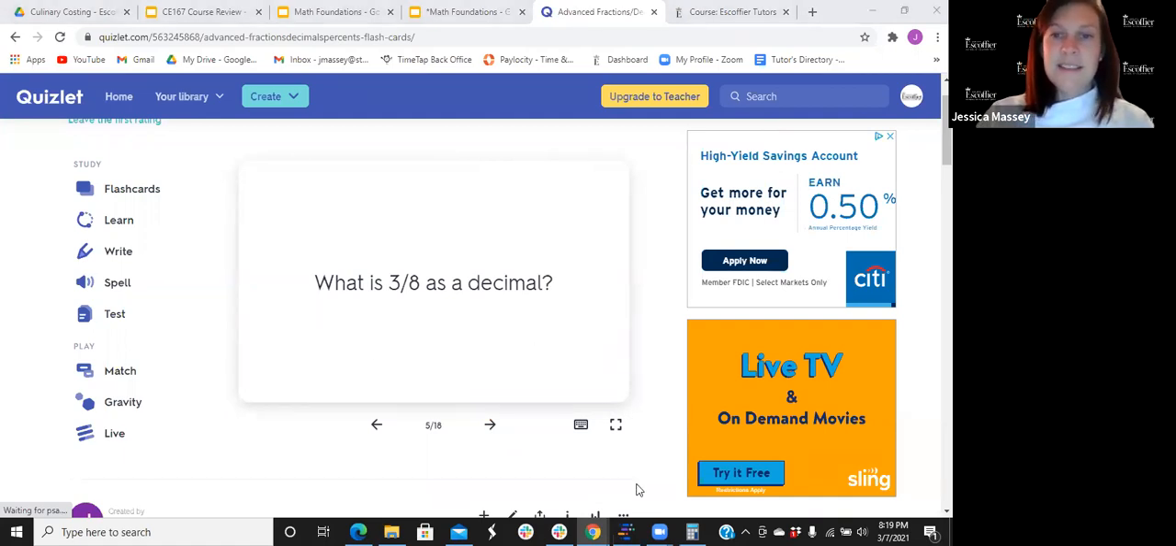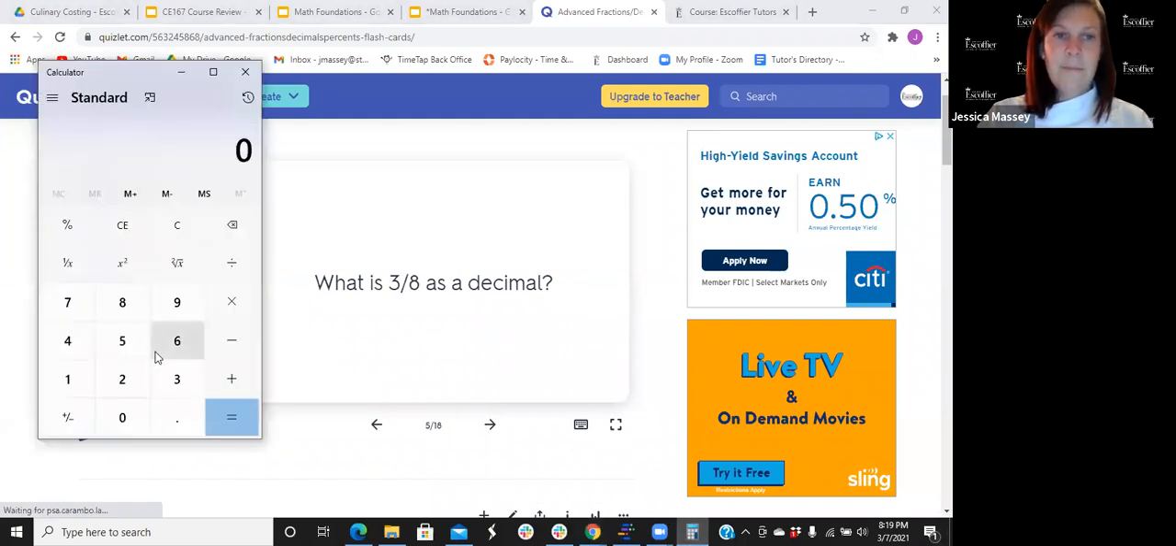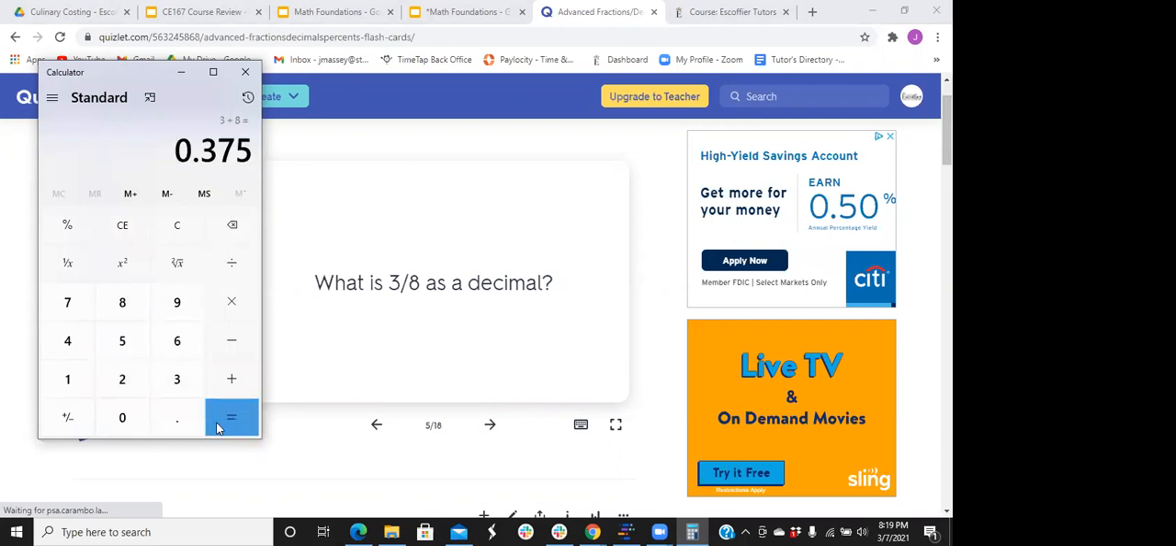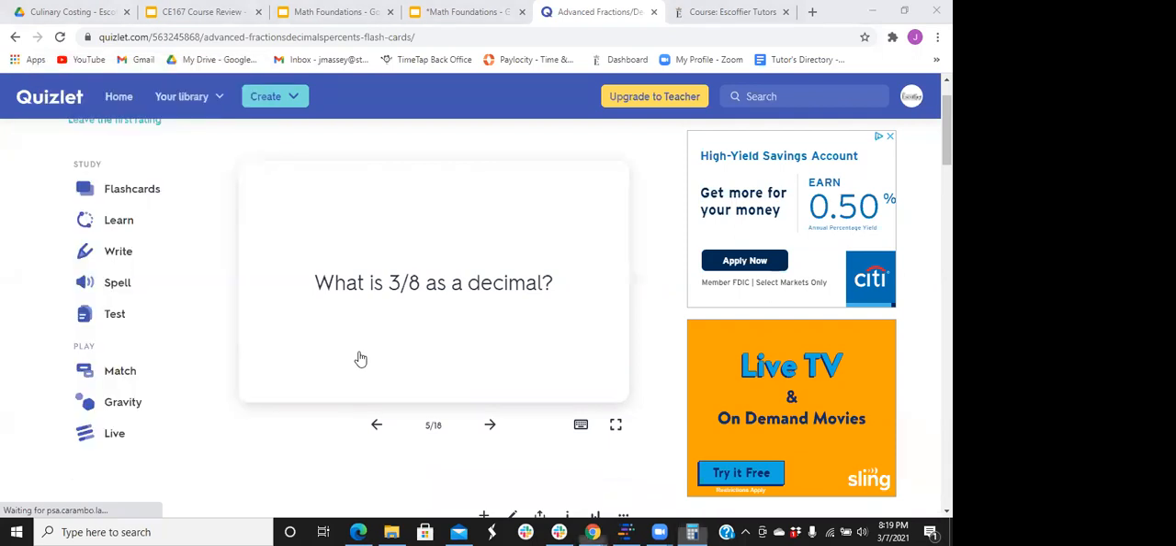What is 3/8 as a decimal? Got our 3 divided by our 8. 0.375. Yeah, nice job. 0.375.